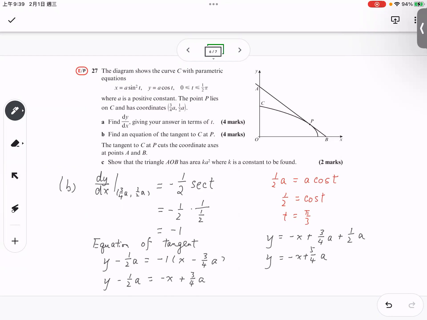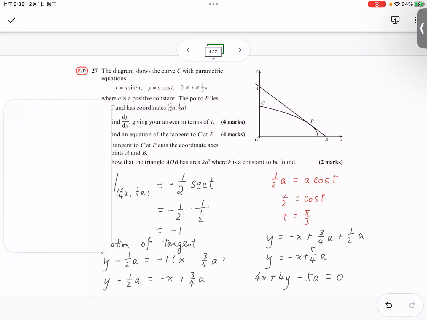And also you can make it as general form, that is 4x plus 4y minus 5a is equal to 0. This is another form. You just times 4 for the whole equation, and you will see this is part B of it. So you can choose any answer of it, but you must make sure that this is correct.